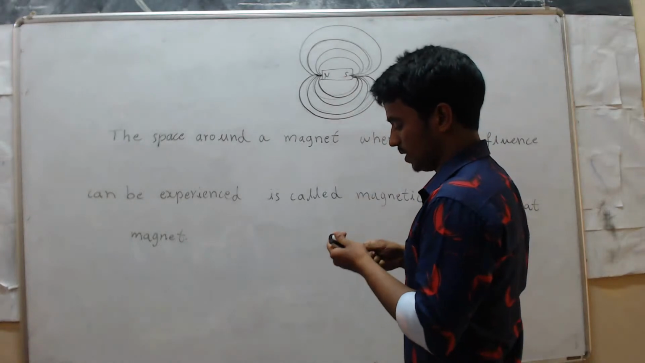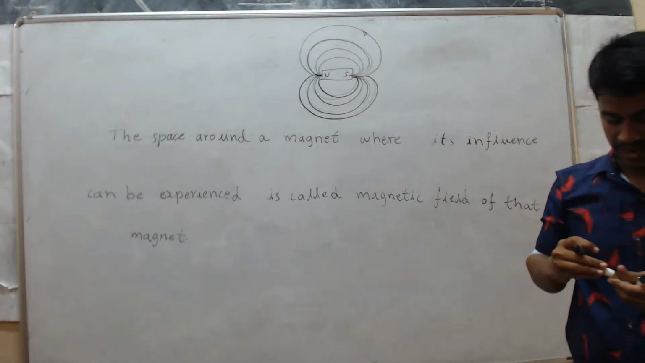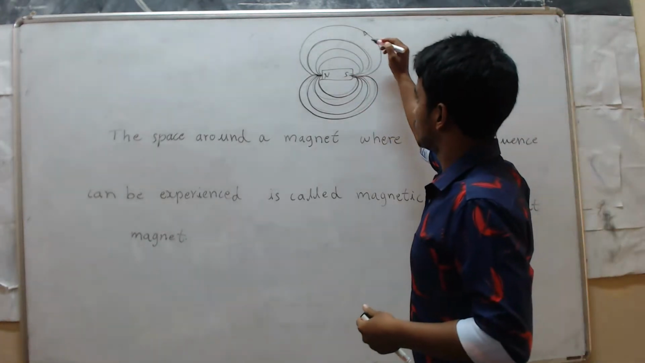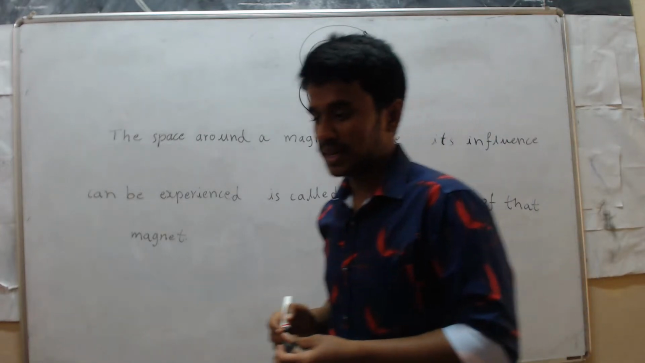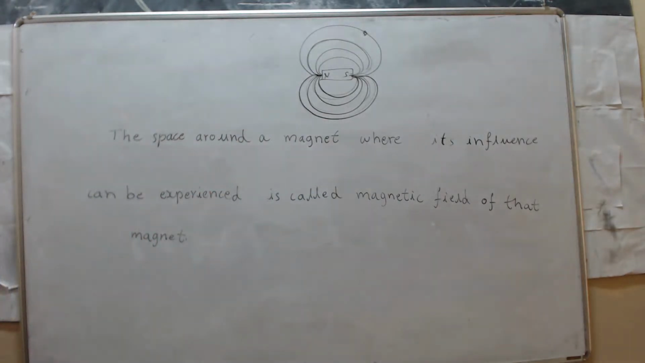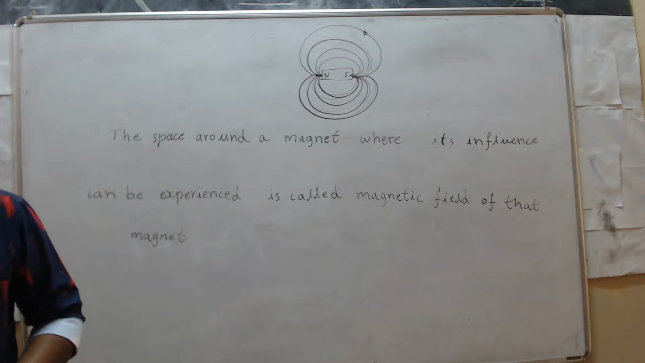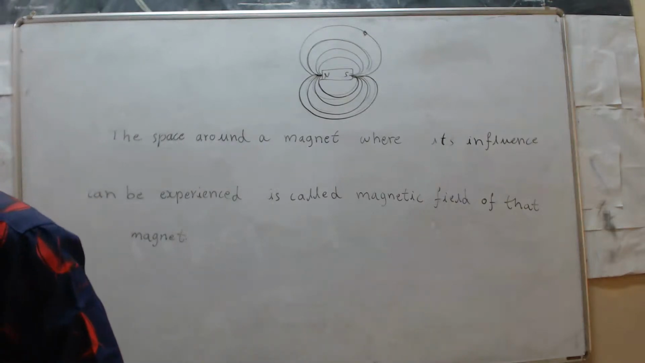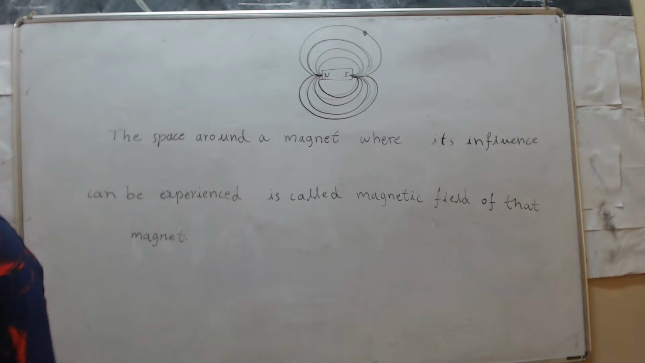So now if you keep any object here, what will happen? It can attract. That attraction may be fast or slow, that is different, but it will attract, right? So we can say that it has influence up to this point. This is called magnetic field. What is magnetic field? The space around the magnet where its influence can be experienced is called the magnetic field of that magnet. Next, moving to the properties of magnetic field lines.